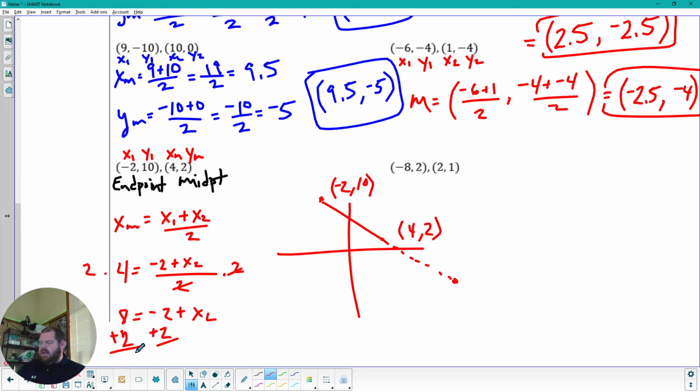And we would get 8 plus 2 is 10. So the missing x-coordinate in that problem is 10. And that kind of makes sense. If I go from -2 to 4, that's moving 6. So I'd have to move over 6 more to get where I want to end up. I would almost look at it like doing this. If I move 6 this way to get there, I've got to move another 6.